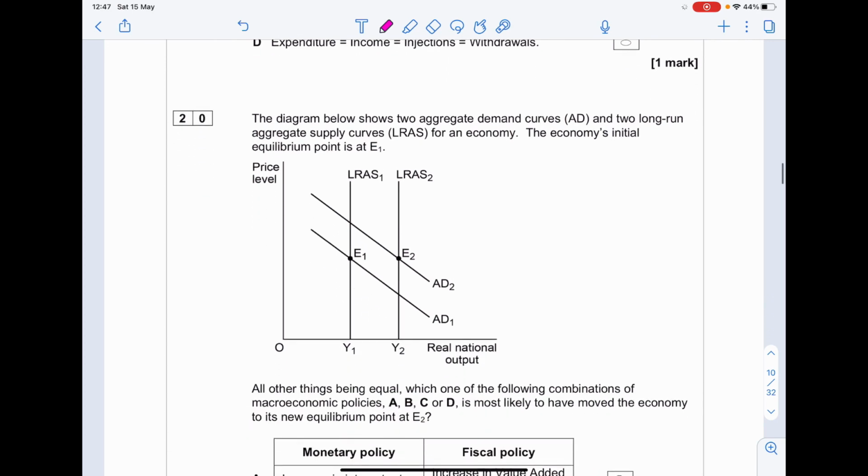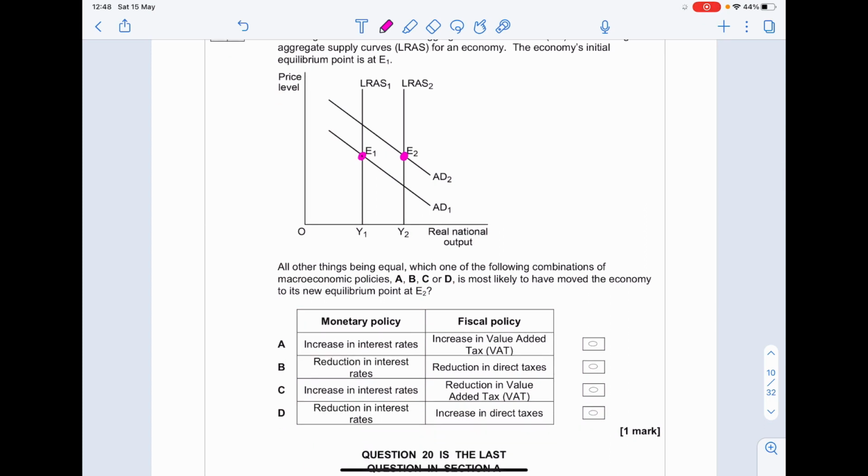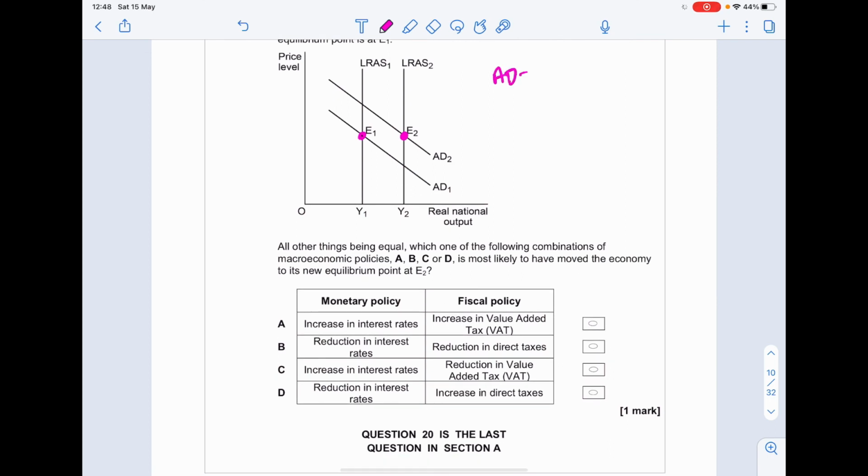And the final question, we've got the diagram below shows two aggregate demand and two aggregate supply curves. So these ones are a bit confusing because you've got so many curves. So we're starting at E1 and we're finishing at E2. All other things being equal, which of the following combinations of macroeconomic policies is likely to have moved the economy to its new equilibrium point, E2? So we've got an increase in demand and we've got an increase in supply. So again, we think about our aggregate demand curve.